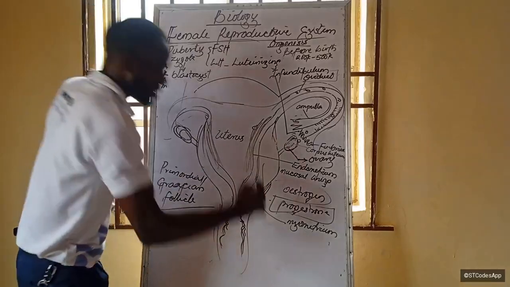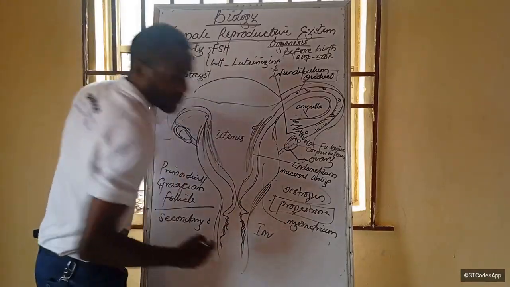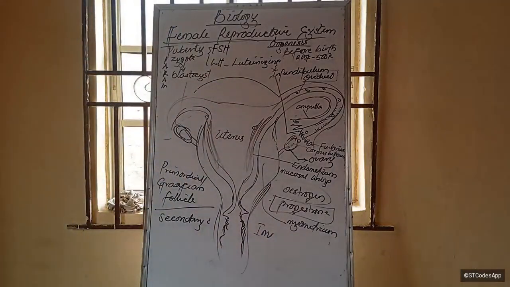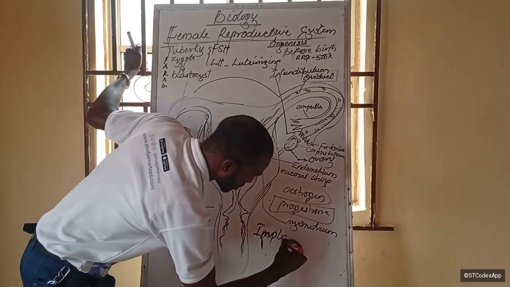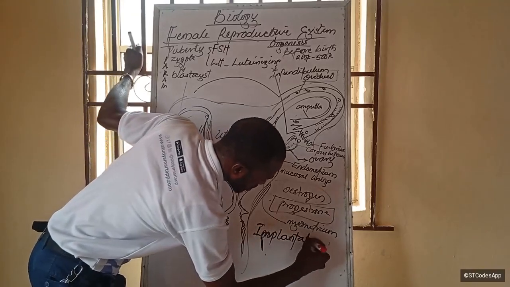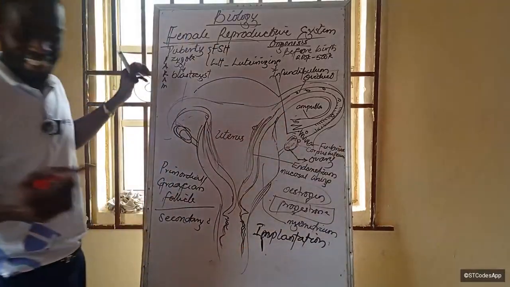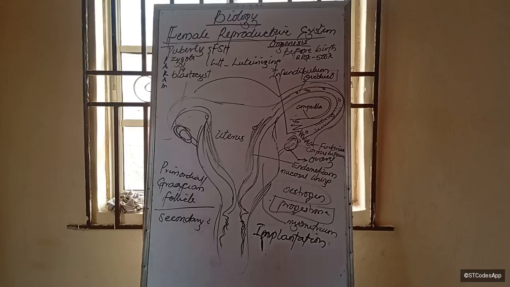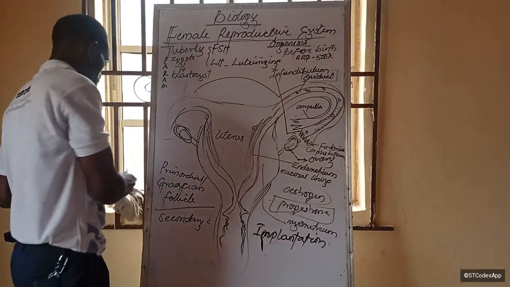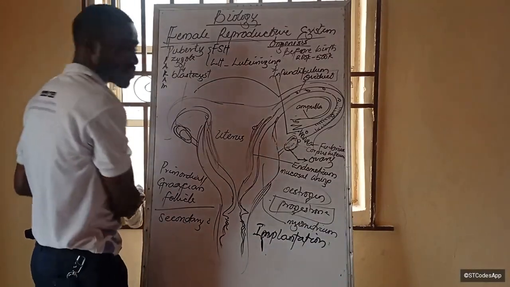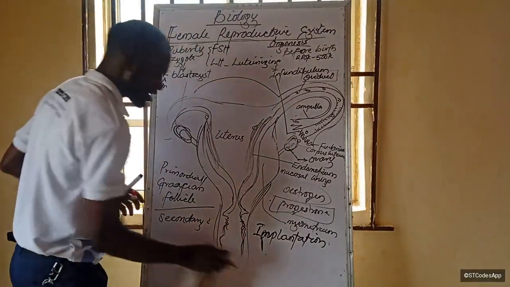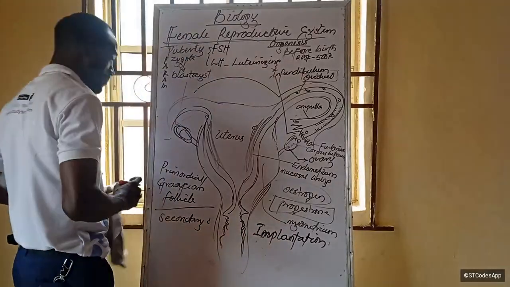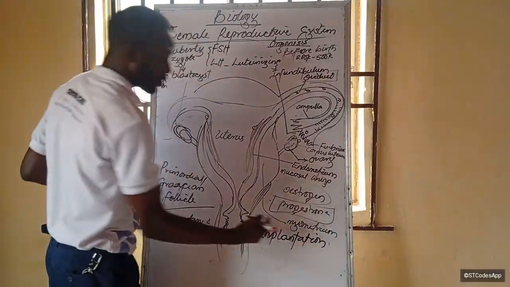Implantation. Once the zygote, the blastocyst, has entered into the uterus, we call the process implantation. Now, that implantation usually takes place between 6 to 7 days after fertilization. Is that clear? So the point is that's implantation.